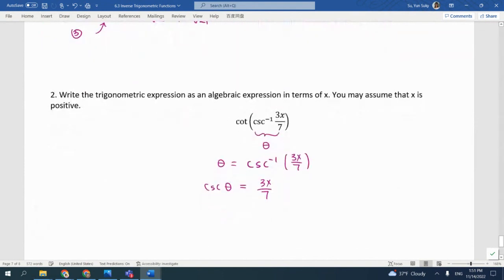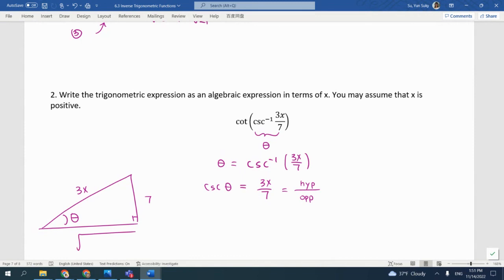Yes. So triangle. What's cosecant theta? Opposite, adjacent, hypotenuse. Cosecant is 1 over what? What's the reciprocal? Sine. So sine is opposite over hypotenuse, so then cosecant is hypotenuse over opposite. Okay, hypotenuse is 3x. Opposite is 7.